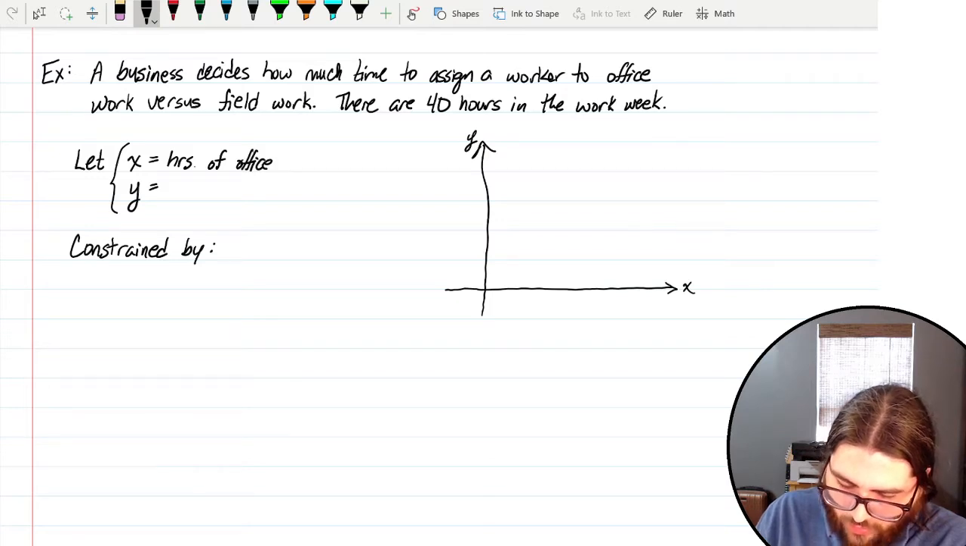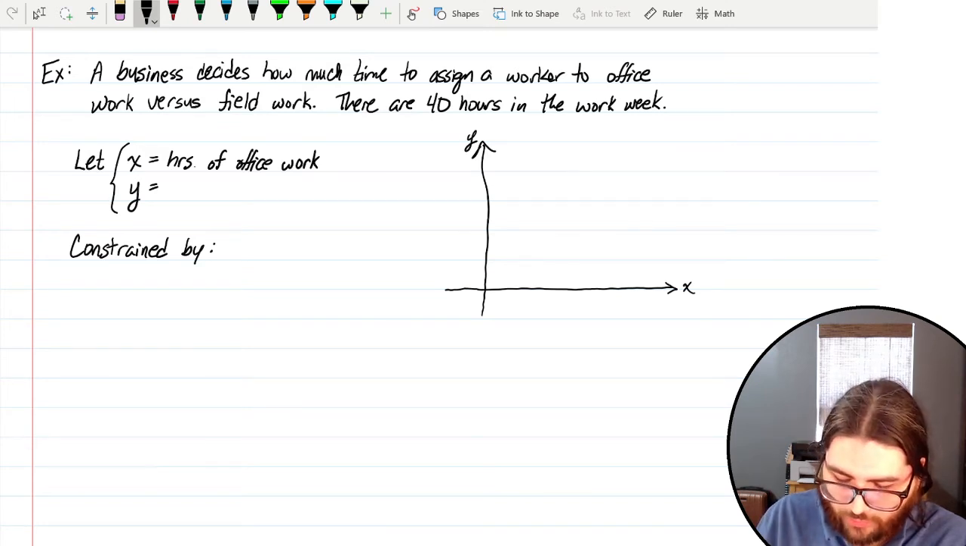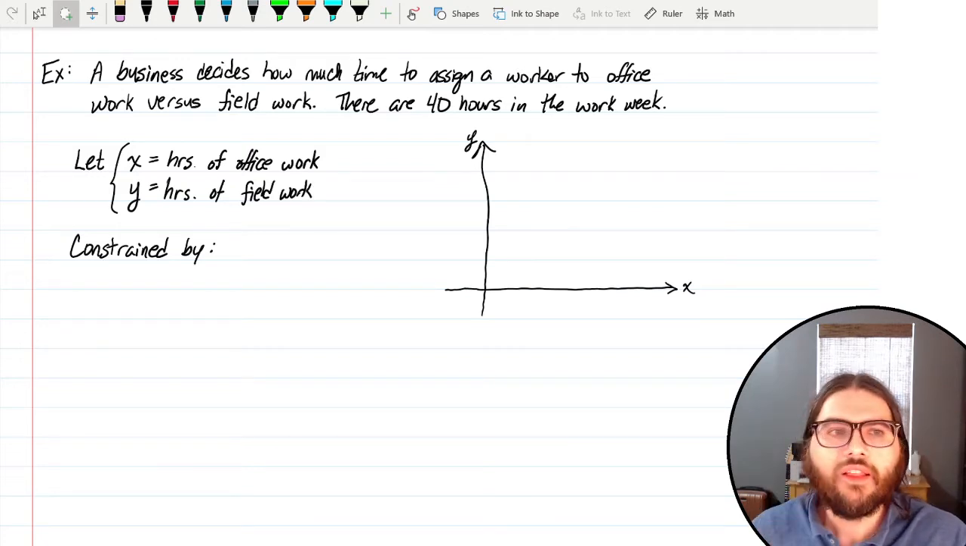It doesn't matter which one is which, but I'm going to choose to make X the number of hours of office work that I'm doing, and Y to be the number of hours of field work that I'm doing. These things are always your choices.